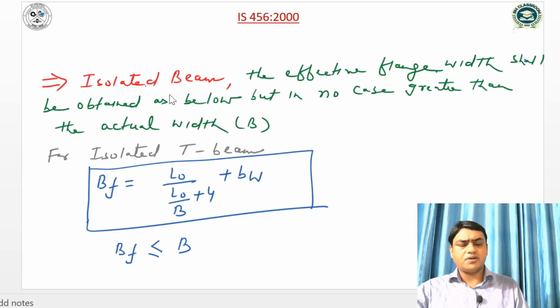So here we can see that in case of isolated T beam, the effective width of the flange is L0 by 4 plus BW, where B is the actual width of the flange, and this effective width of the flange should be less than or equal to B.